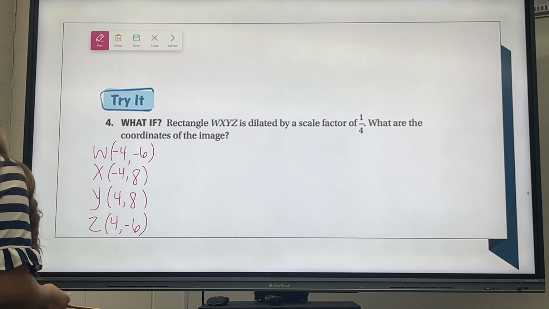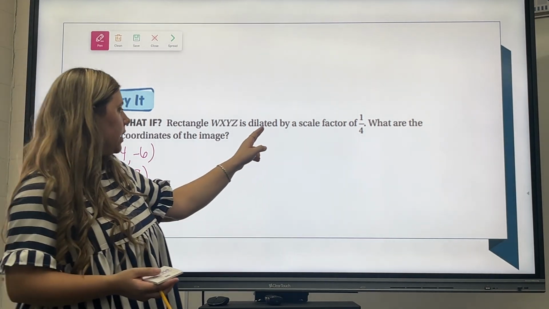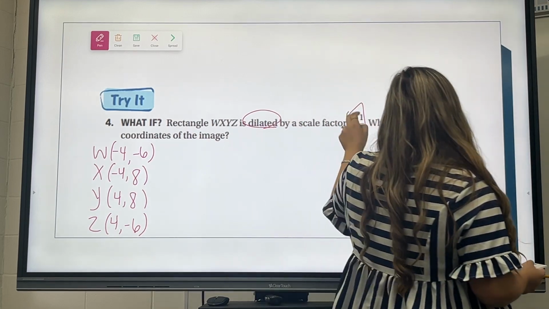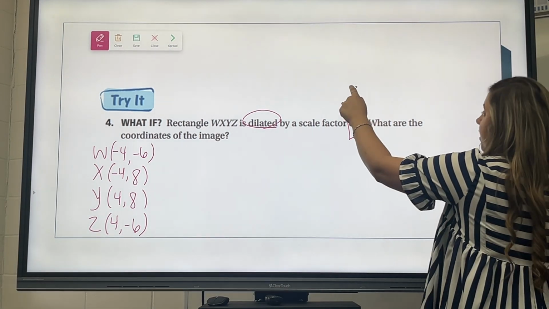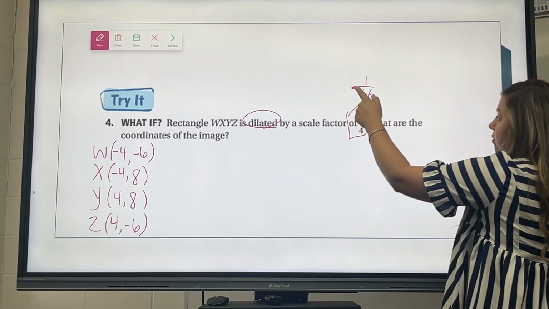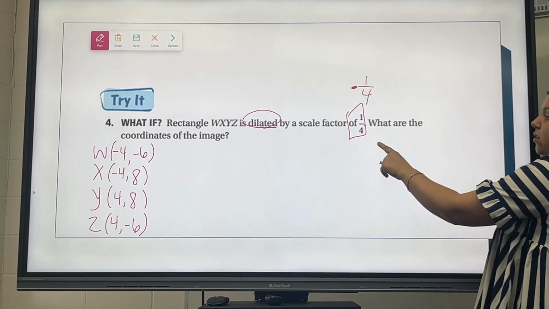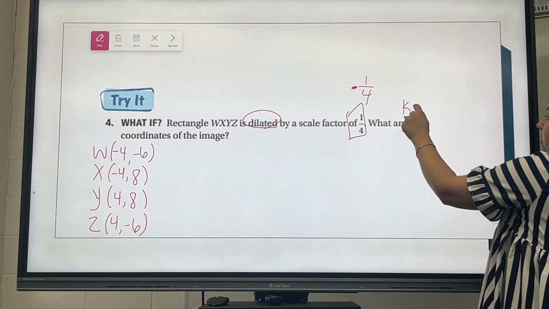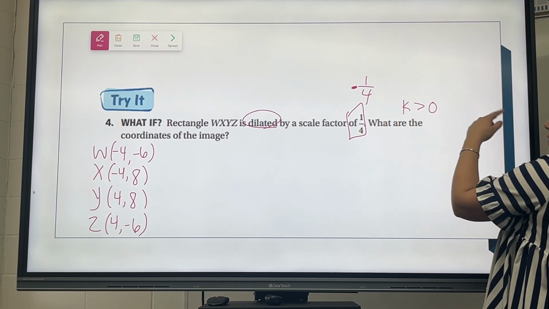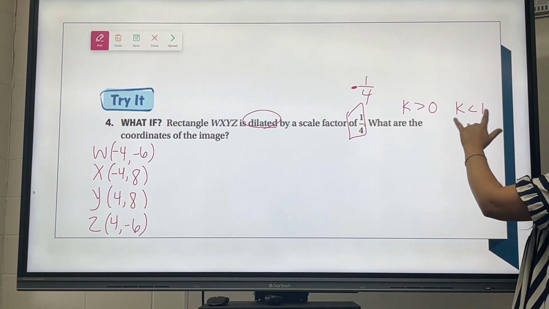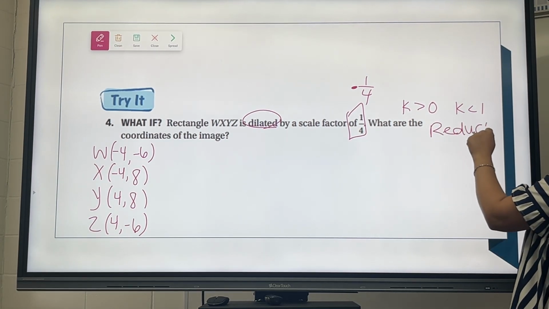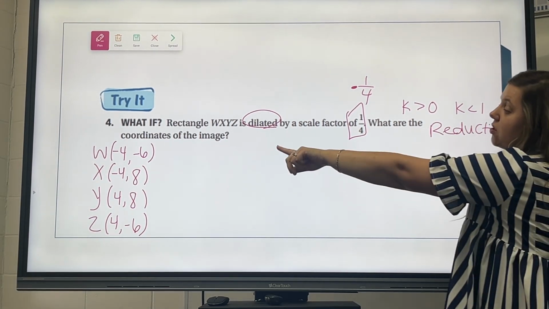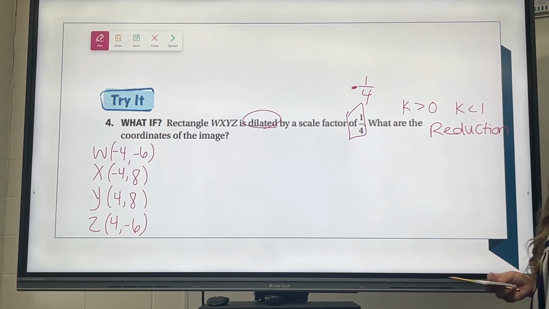All right, so then what do we do? We dilate it with a scale factor of 1/4. Now we need to figure out what's going to happen with this scale factor, okay? We're multiplying everything by 1/4. This scale factor is greater than 0, but less than 1. So when it's greater than 0 and less than 1, this is a reduction. So it should get smaller, which means all of these numbers should get smaller, okay?